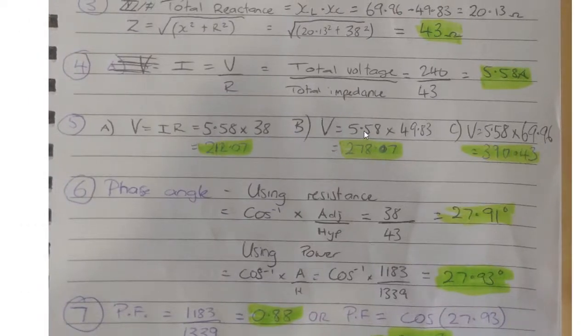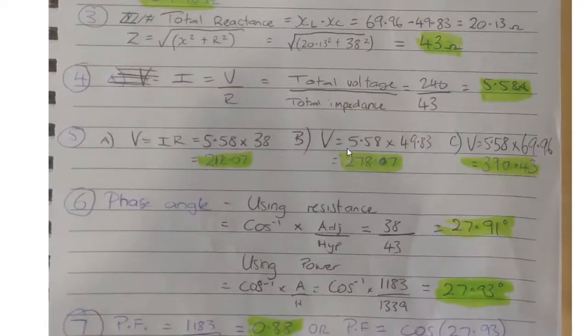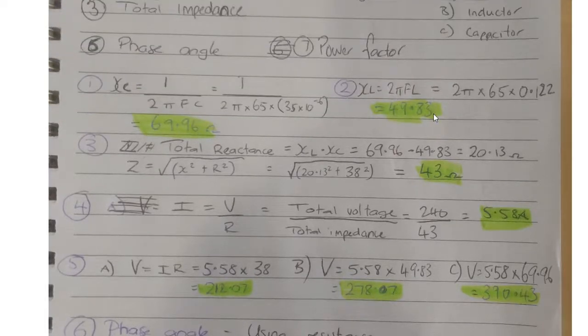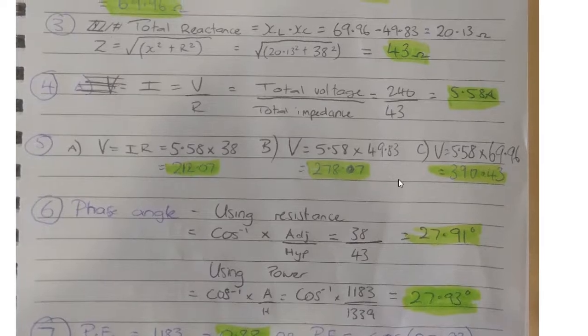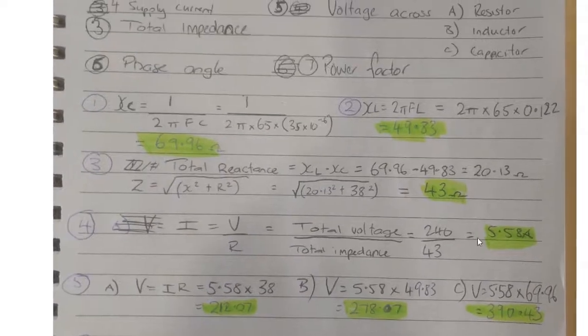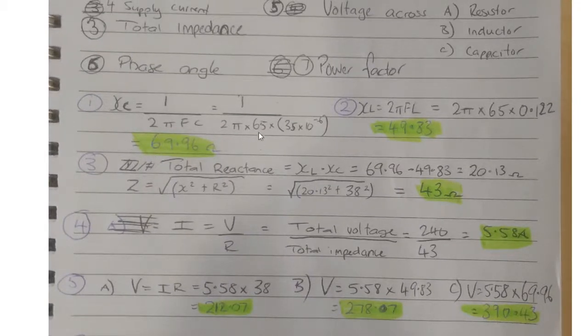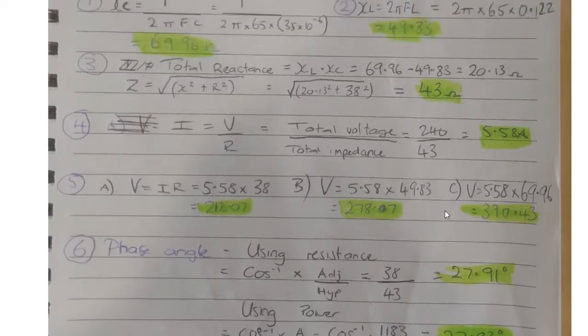The voltage across the inductor will be, is it the inductor? Yes. Current again, 5.58 times 49.83. That's my inductive reactance from earlier. My inductive reactance is 49.83, so I times R equals 278.07. And then looking at the capacitor, again 5.58, 69.96. If we go back up here, we'll see that's my capacitive reactance from the very first question, 69.96. So 5.58 times 69.96 equals 390.43 volts.